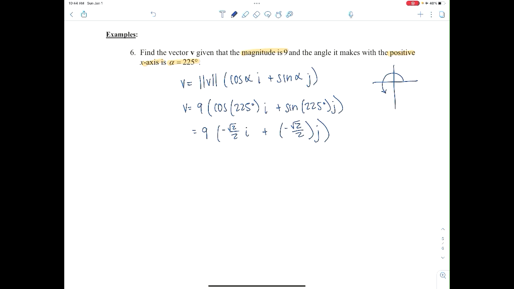So now everything is filled in. We've even simplified our sine and our cosine. Let's distribute that 9 in and have our vector. v equals negative 9 root 2 over 2 i minus 9 root 2 over 2 j. And that's our vector v.